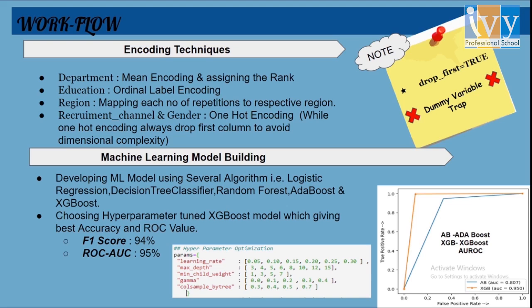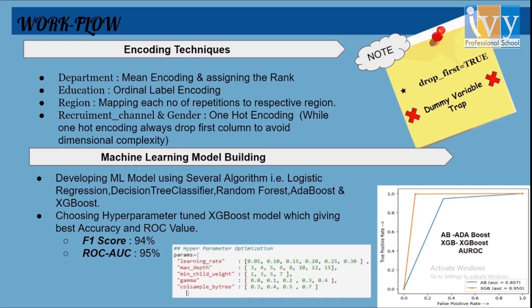Then coming to the region column, it actually has a large number of unique values. So I have mapped the number of repetitions to each respective region. For recruitment channel and gender, both are nominal categorical variables, so I've used one hot encoding. One note to remember here: whenever we are performing one hot encoding, we have to keep drop first as true.